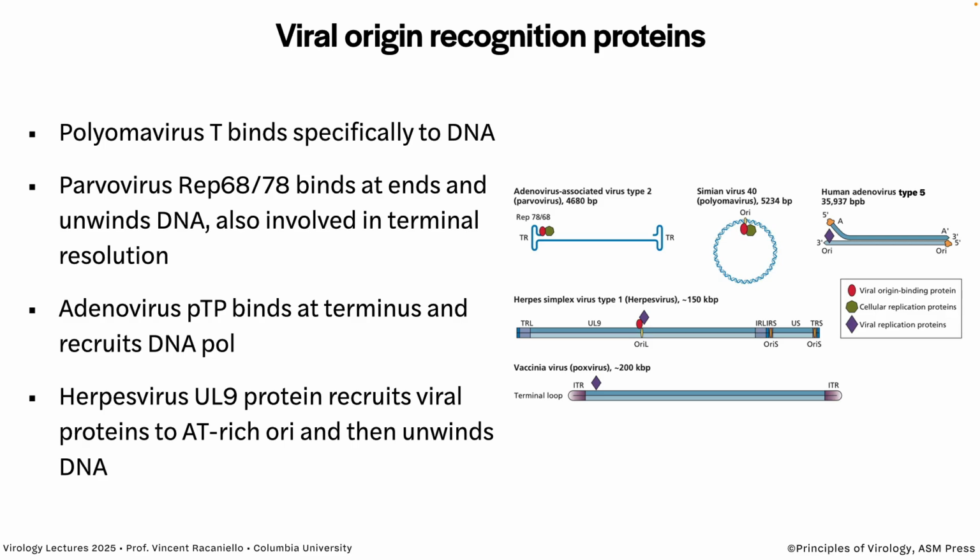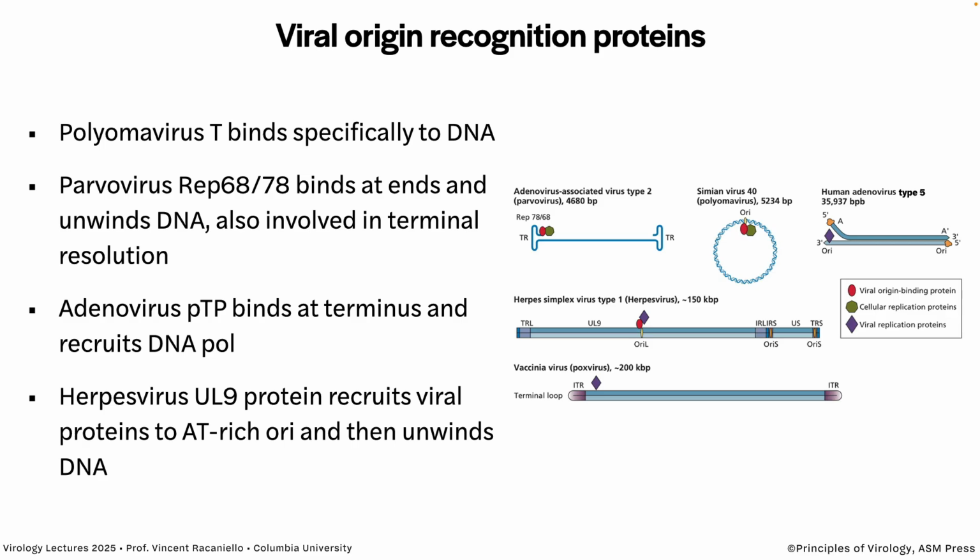And then the viral origin recognition proteins, we've mentioned them, but let's summarize. Polyoma T binds DNA, right? Here are the origin binding proteins. Viral polyoma T, the red, binds the origin and recruits cellular replication proteins. The parvovirus Rep68/78 binds at the ends. It unwinds the DNA, and something I haven't told you, it's also needed for the nicking of the double strand to make a primer. The adenovirus pre-terminal protein binds at the end and recruits the polymerase.